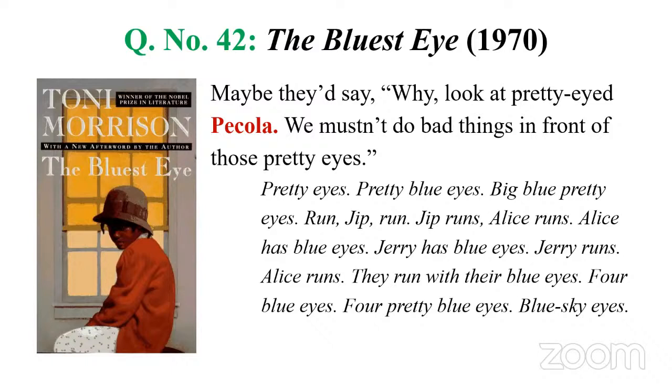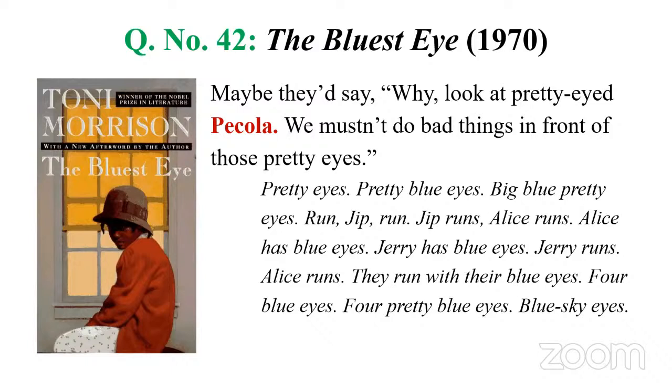She thinks if she gets blue eyes, she would be respected and treated equally by others. So that's her illusion. And the novel talks about her obsession with blue eyes, or the bluest eye. And this is the protagonist of this work, Pecola, P-E-C-O-L-A. So this is how she thinks.